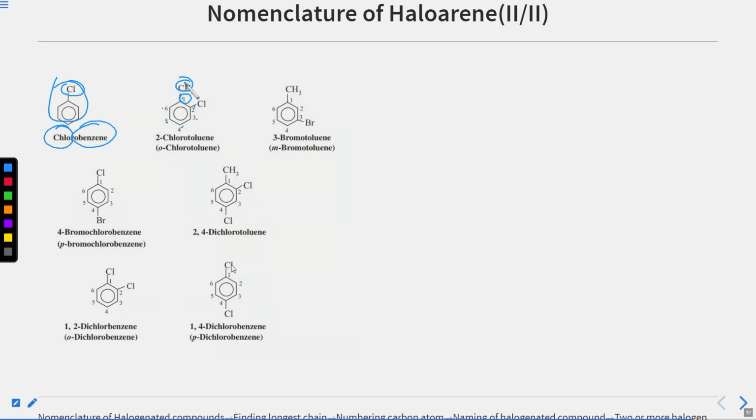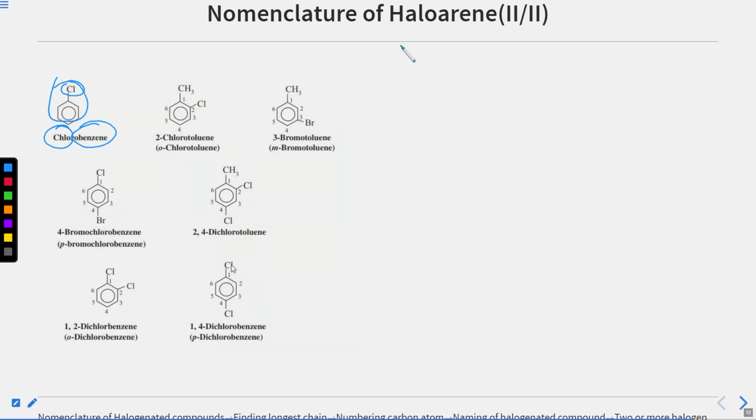This is a methyl group. Now, one thing is not mentioned here. It is not named 2-chloro-1-methylbenzene. Sorry, it is benzene, but it is not mentioned like this. Instead, it is written as 2-chlorotoluene.